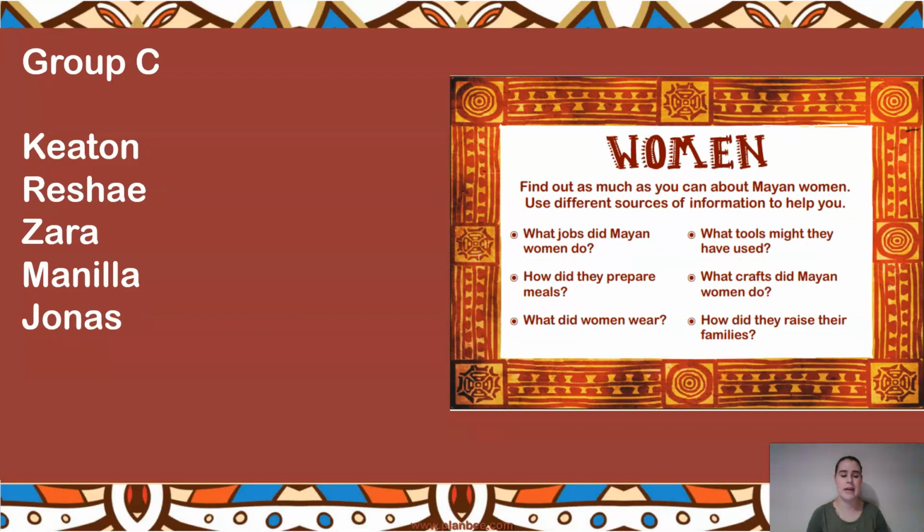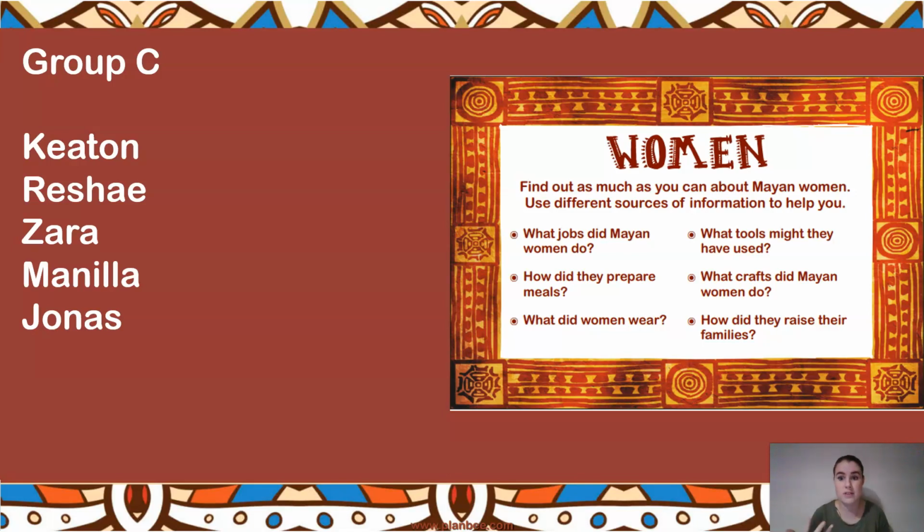Group C, so Keaton, Rashay, Zara, Manila and Jonas, you're going to be looking at what the women used to do, okay? So you're going to want to look at what type of jobs they might have had, how they prepared meals, okay, what they wore. So you might have to look a little bit about their clothing as well. What tools might they have used? What tools might they use for cleaning? What tools might they use for cooking?